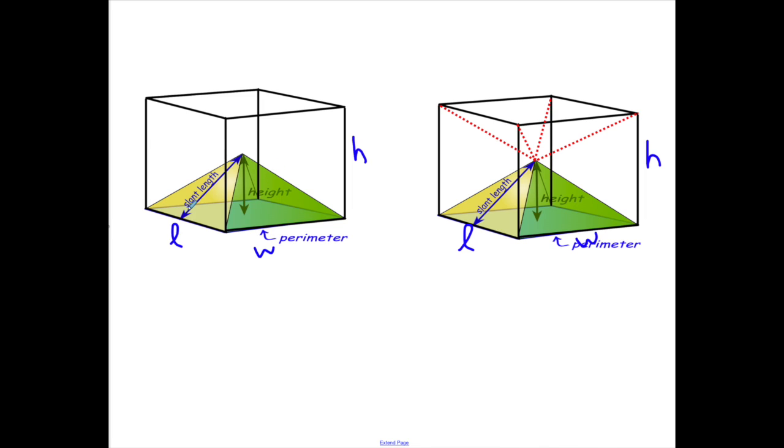Also, between the base and what sometimes people call the apex, you have what's called the slant height, and that is a measurement of how steep the pyramid is. Sometimes this number is given to you, or sometimes you need to figure it out based on other information.